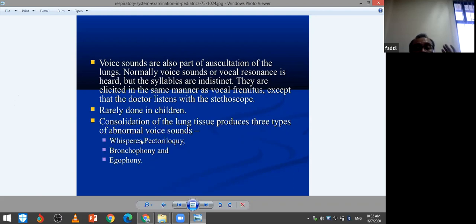Because it's nice. If vocal resonance increases, or you hear something like a whisper to your ears, or bronchophony, or something very near to you, very increased, it means that there is a consolidation. A decrease means that it is a fluid, if there is a difference. You ask them to say 99, 99, 99, and you listen. It can differentiate and show the abnormality, and it helps you a lot to decide the pathology.